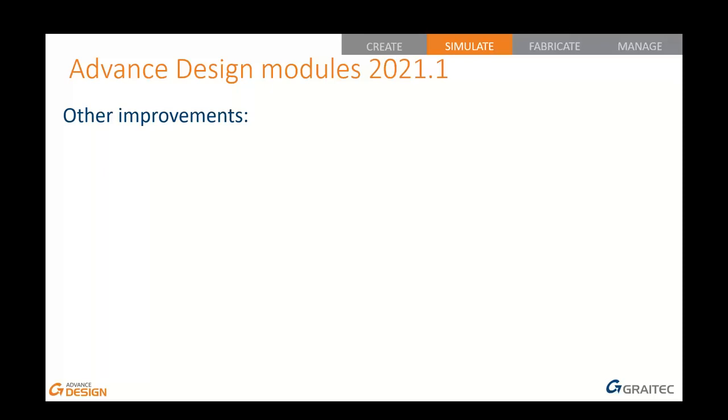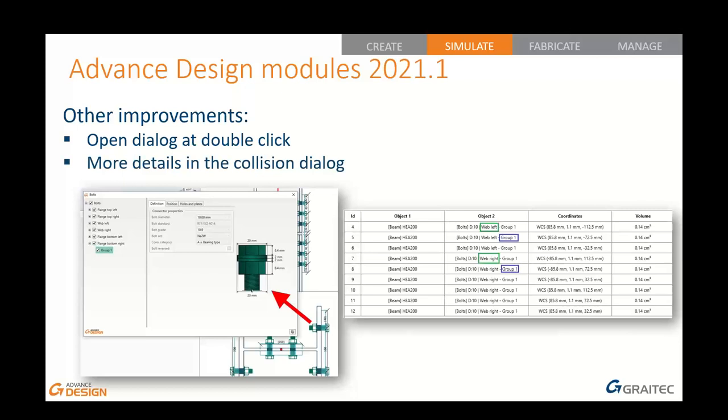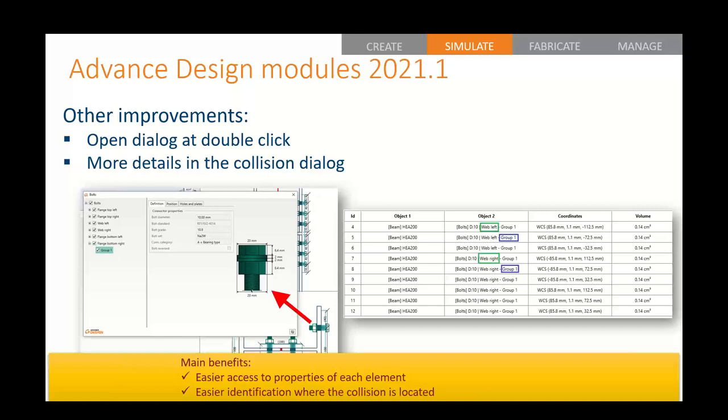Of course, there are more improvements, so I just mentioned two. For example, by clicking on the bolt, we can see the dialogue for bolts. So it's much easier to edit elements just by clicking them on the views. There are also some improvements to the collision dialogue, which provides more info. So again, benefits in short: you now have much faster access to the properties of each element just by double click on it, and it's easier to check where collisions are created, especially for bolts.